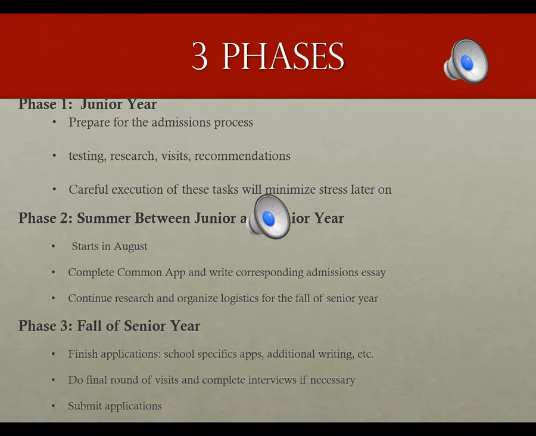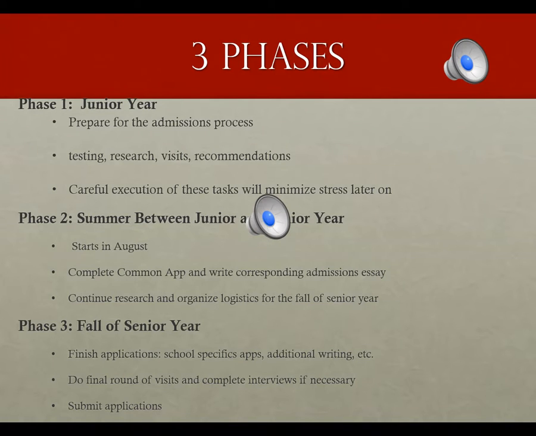Phase 2 occurs during the summer, more specifically in August, before senior year. The Common Application website and all college admissions websites update typically around July 31st, August 1st, which means that during the first week of August, students can begin to fill out their Common Application as well as their school-specific applications. They can also obtain their essay questions and begin writing admissions essays and short answer questions.